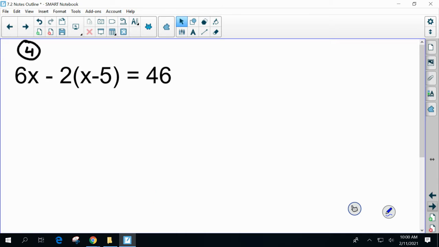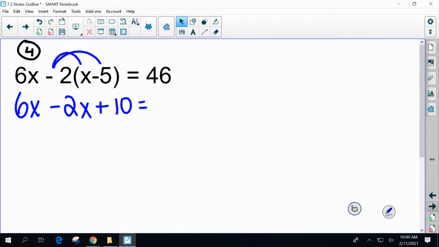Okay, so number 4 is a little bit different because we have to distribute a negative number. So I'm going to carry down this 6x, but instead of distributing a 2, I have to distribute a negative 2 because there's a negative in front of that. So negative 2 times x would be negative 2x, and then negative 2 times negative 5 would be a positive 10 equals 46.